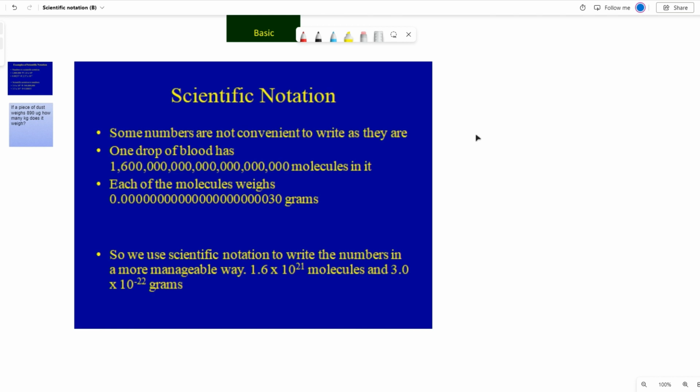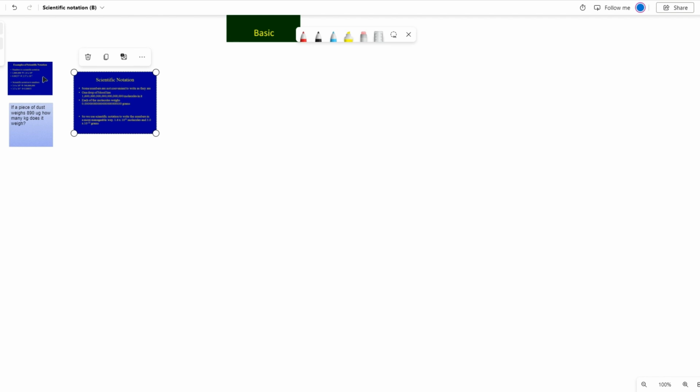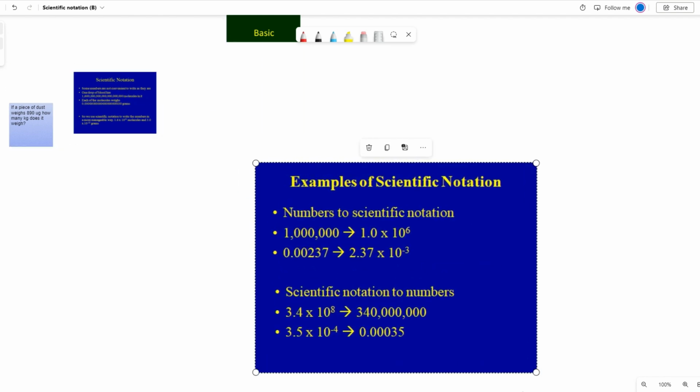So let's take a look at some examples of numbers and go through how we would convert them from numbers into scientific notation, and then we'll also take a look at scientific notation and how to convert it back into numbers. This video is labeled as basic, green up here, because there's really no background information that you need to know in order to understand the concepts that I go over in this video. So let's take a look at some examples here.